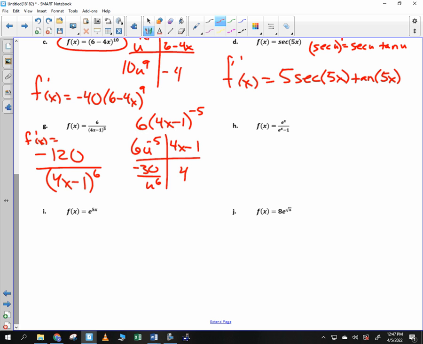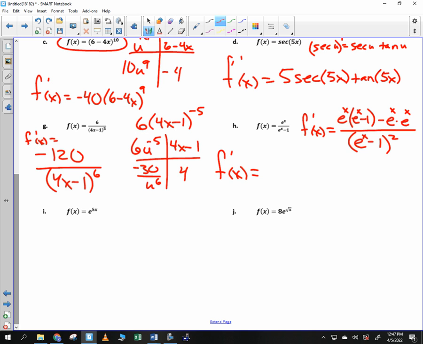What would you like to do for letter H? Yeah, quotient rule. And so the quotient rule says we take the derivative of the top, which is e to the x, times what? The bottom, which is e to the x minus 1, minus what? The derivative of the bottom, which is e to the x, times the top. Over what? Good.